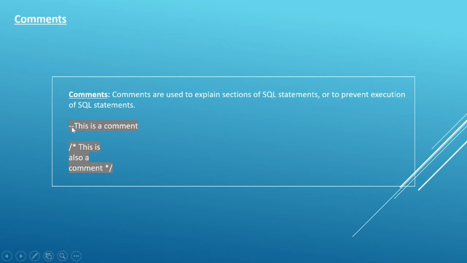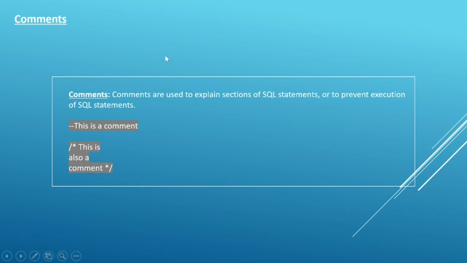One, use a double hyphen and anything after that becomes a comment. Or if you want to use multi-line comments, use forward slash asterisk, and whatever we give until the other asterisk and forward slash comes, everything will be commented out. The difference between these two is that this will only comment out a portion of the line, but this can be used for multi-line commenting.